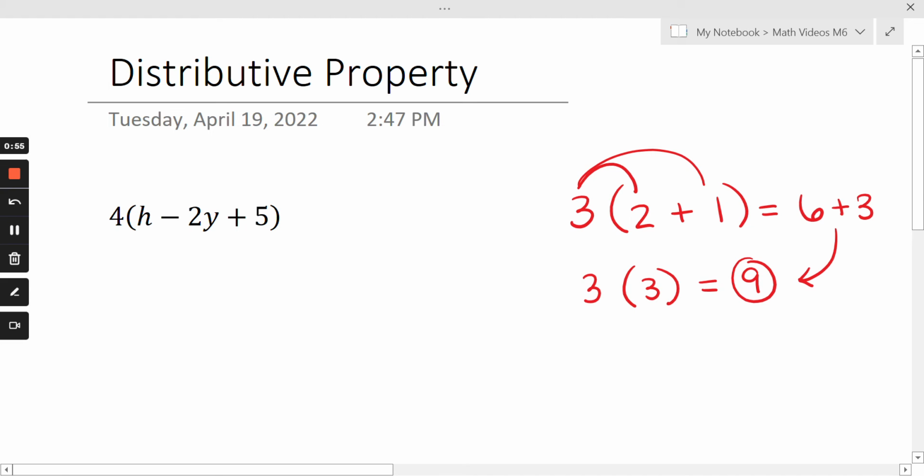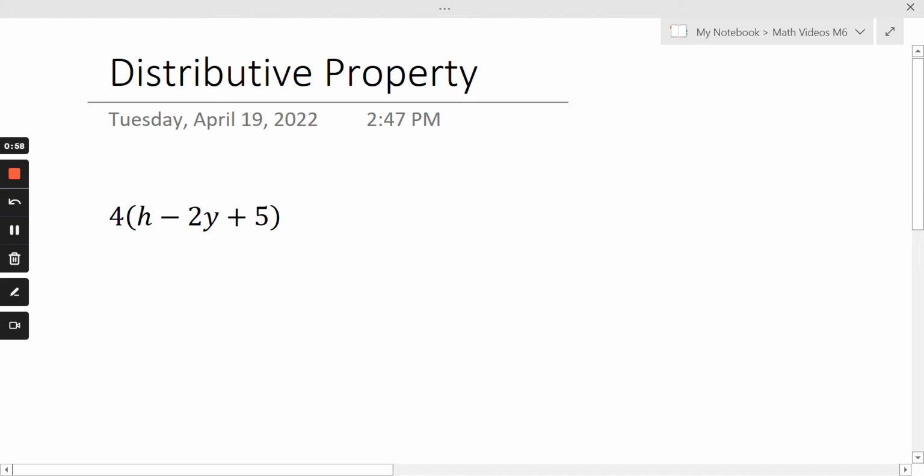Now, if I were to apply that with variables, as you see in this first example, I'm going to be multiplying the 4 inside to each part or each term that's inside the parentheses. So to start with, 4 times h is 4h. 4 times negative 2y is negative 8y. And I always take the symbol with the number or the coefficient. And if I didn't, that's okay.